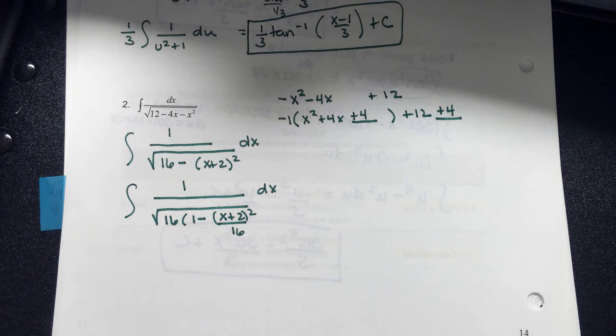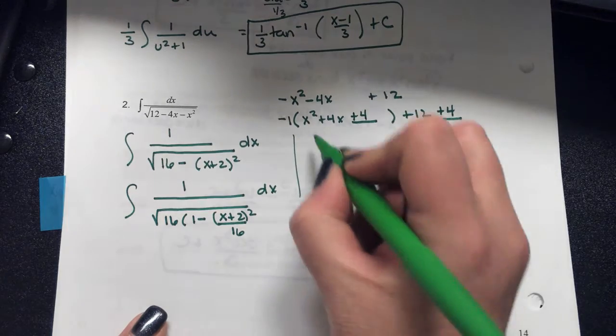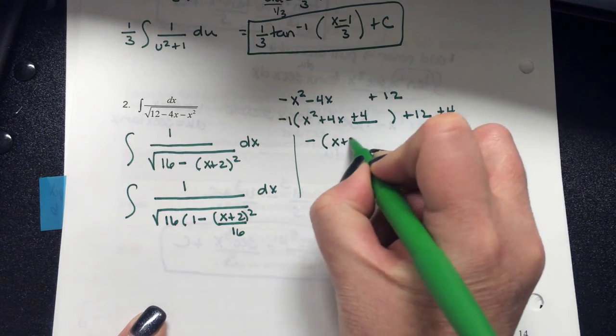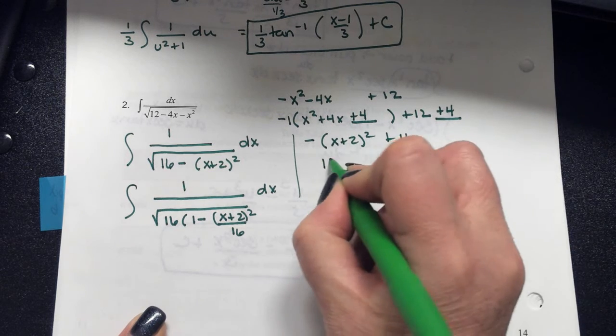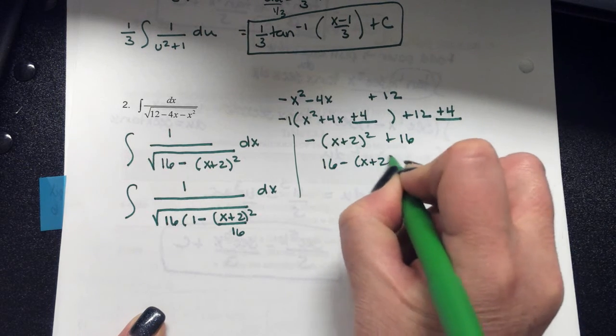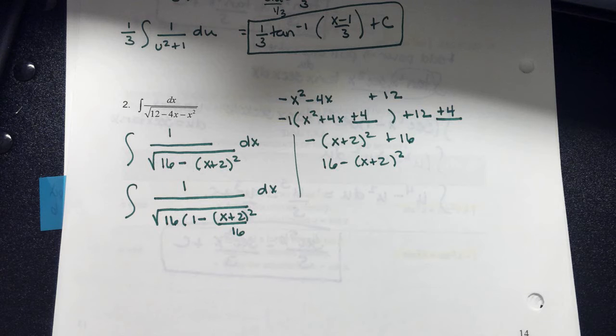Yes, Jacob? What happens with the negative from the complete square? It's right here. So that's where the minus sign came from, right here. So I just rewrote this as, let me just put it this way. This is negative x plus 2 to the second plus 16, correct? So I just rearranged my order as 16 minus x plus 2 to the second. Okay?